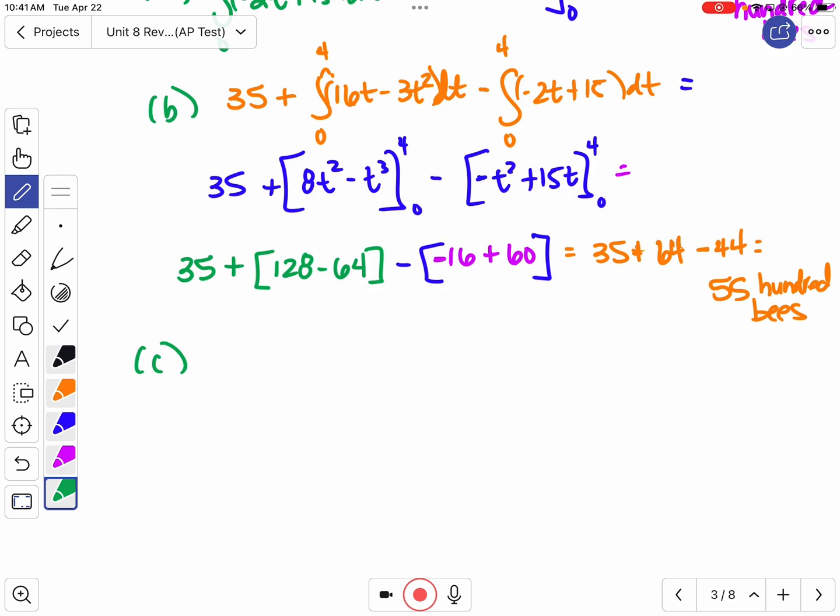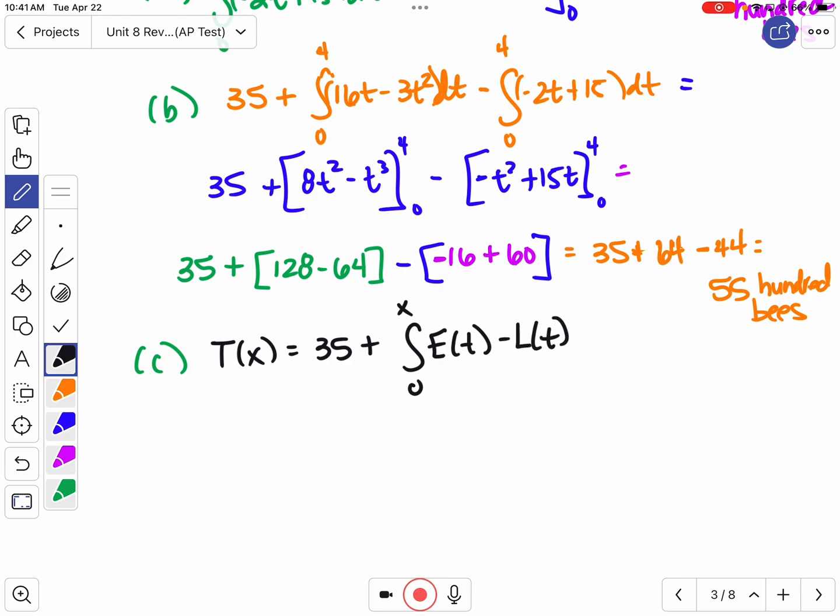How did we define it up here? My total bees would equal 35 plus the integral from 0 to whatever we're doing of E of t minus L of t dt. Does everybody agree that that's what we did? Now, we used 2 integrals, but you can put it as 1. That's what we did. So this would represent total bees.